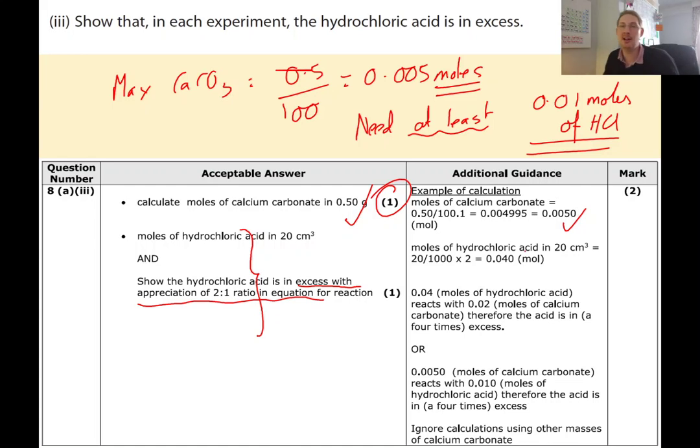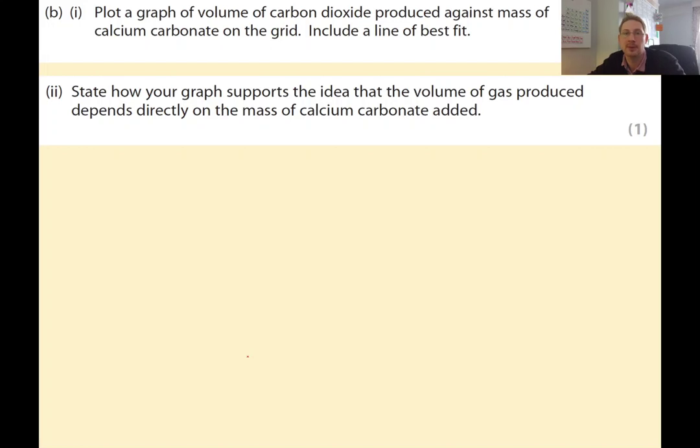The other thing that a load of people did in this question was they just wrote down a load of maths. And I would have got things like 0.005 is greater than, sorry, is less than 0.04. That really isn't sufficient. You need to explain what these numbers mean, okay? So just be careful there.